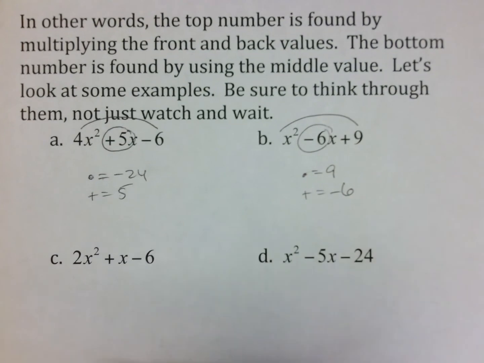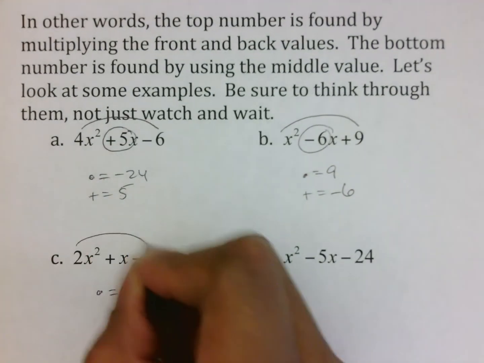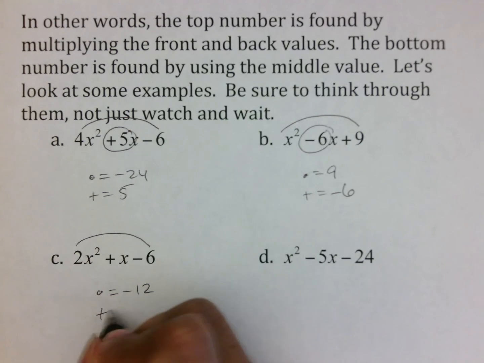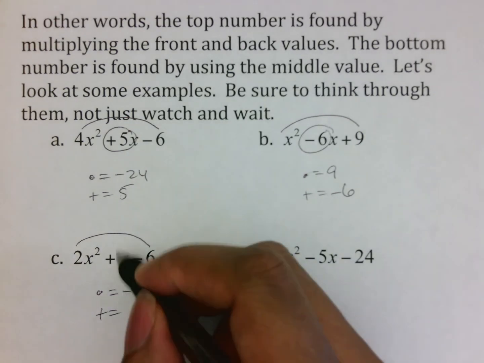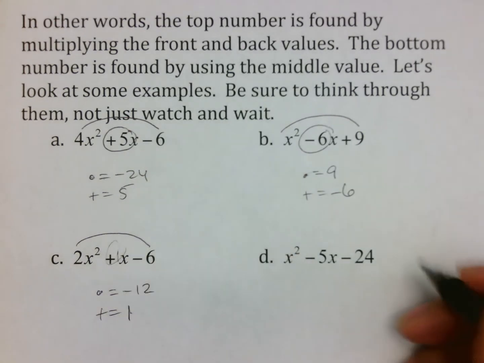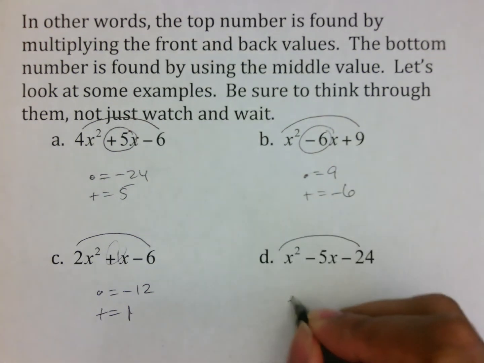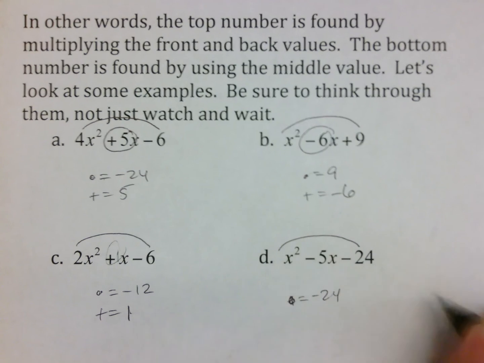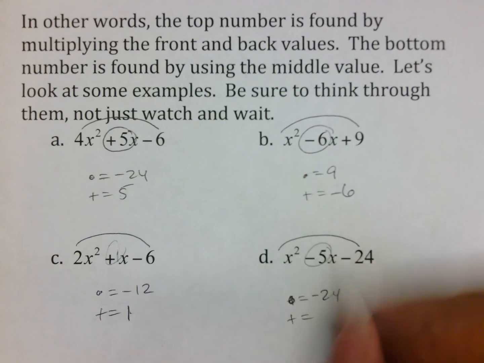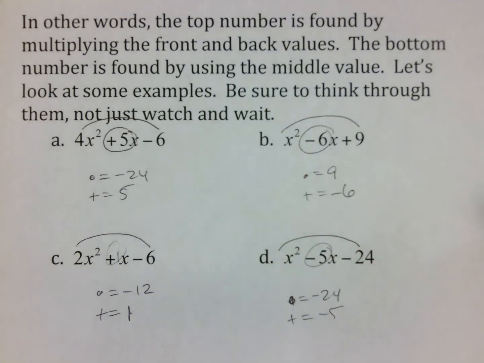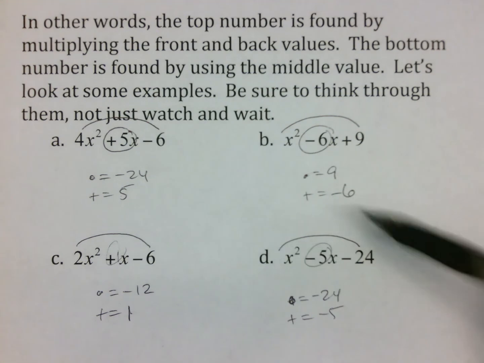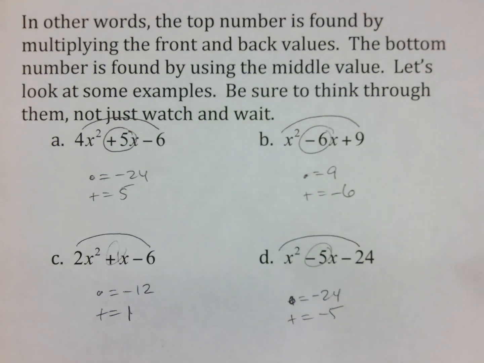Alright, here it's going to multiply to equal negative 12, and add to equal, if there's nothing there, remember that's a positive 1. And then here it multiplies to equal negative 24, adds to equal negative 5. Now as I said, after a while you don't need to write it, but I'm writing that down so you understand that that's all you're doing.